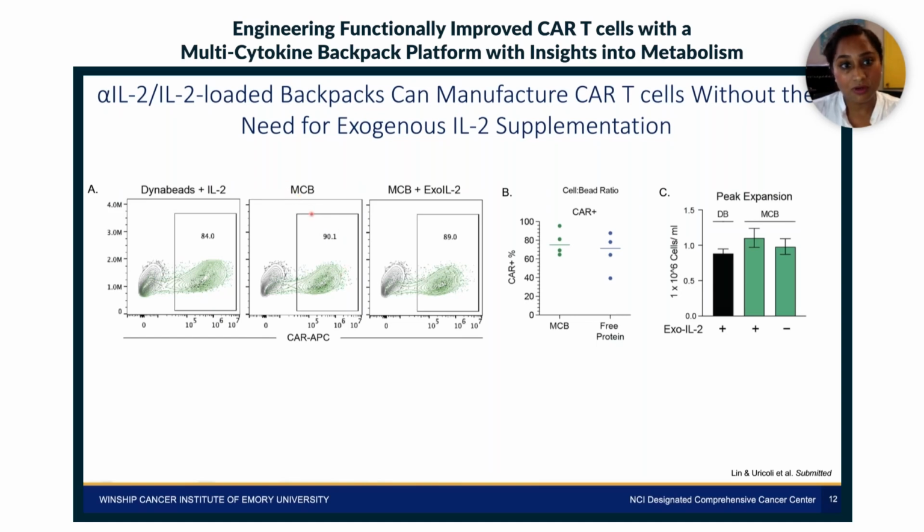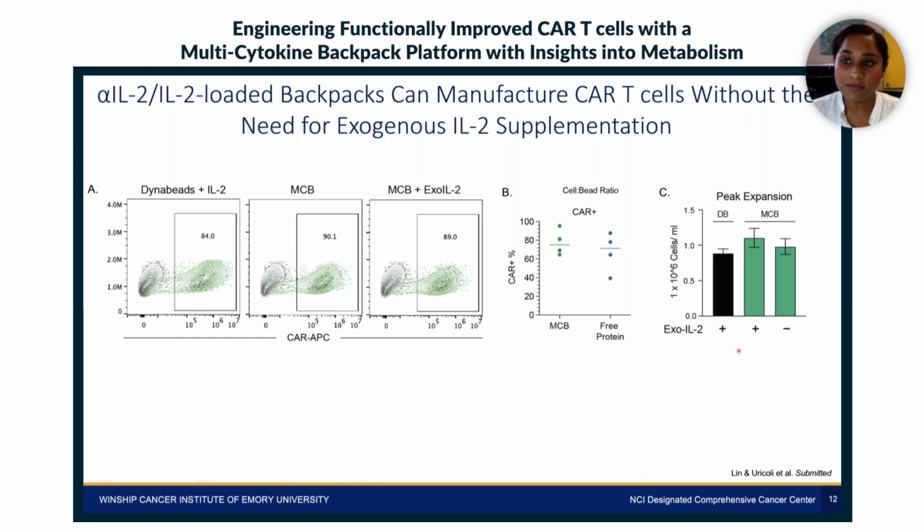Furthermore, we got similar transduction, and if we added more IL-2 to these cultures, it didn't provide any further transduction efficiency, indicating that the backpack, which we called multi-cytokine backpacks, was sufficient for the manufacturing process. We can see that this is also the same with free antibodies versus our multi-cytokine backpacks, or MCB, where we got similar CAR transduction between these two different processes.